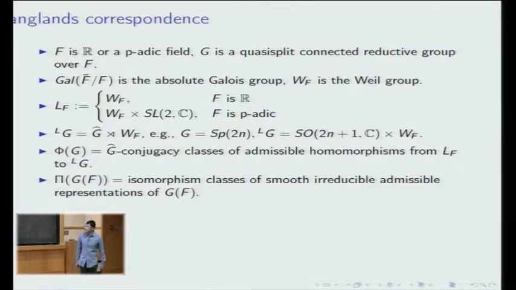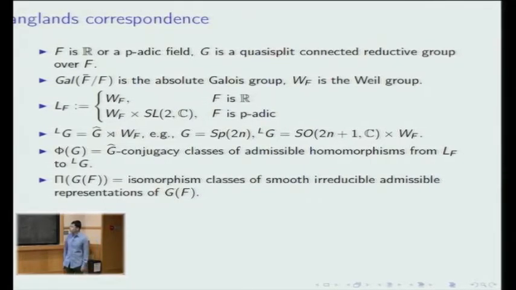Okay. So just to motivate the idea behind endoscopy theory, I will start with the Langlands correspondence, and I will state it very formally. Here's the setup we need. Let F be a real or p-adic field. G is a quasi-split connected reductive group. You can think of G as GL_N, or a symplectic group, or an orthogonal group.